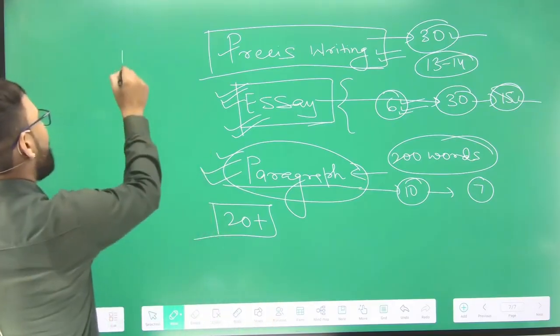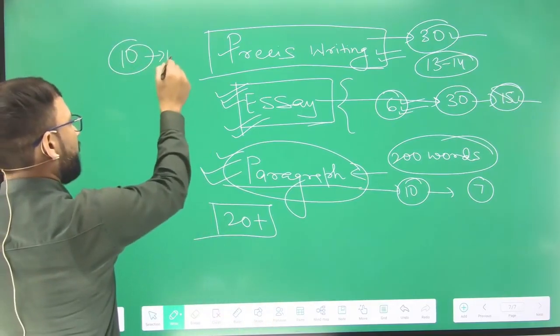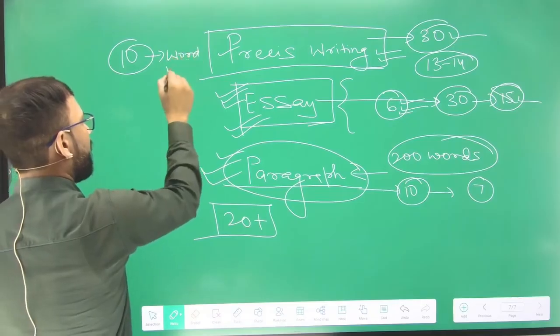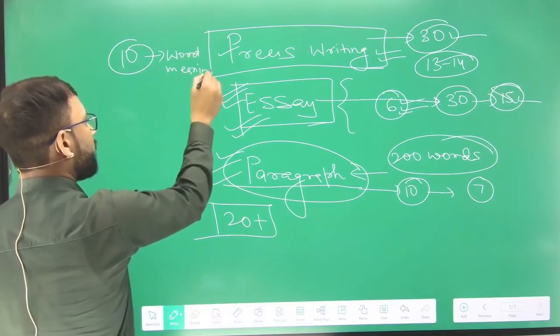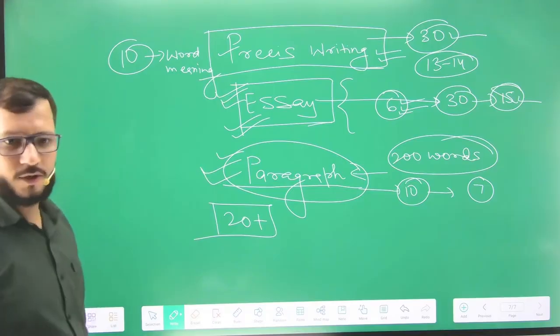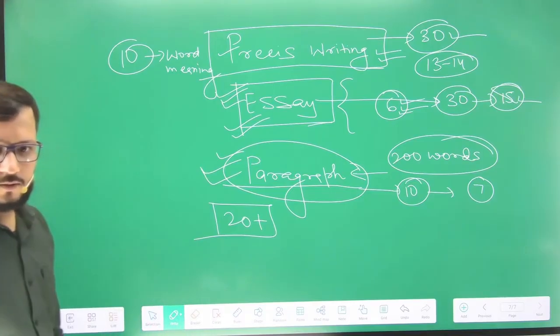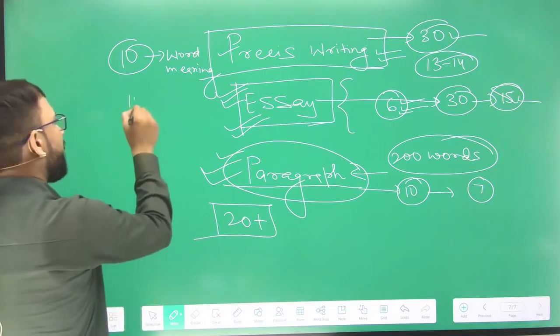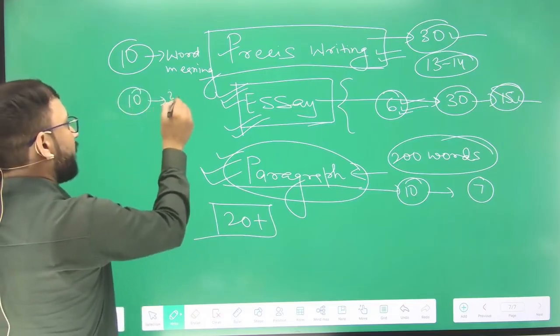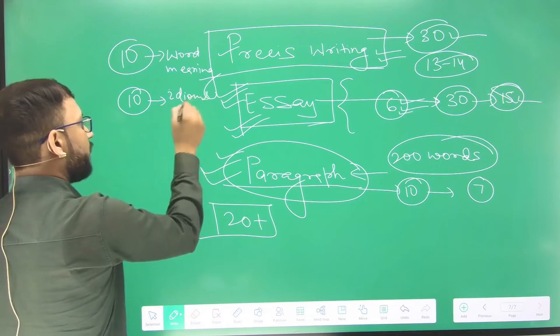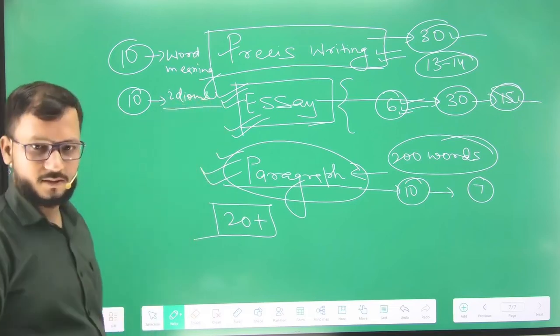Fourth is 10 marks for the word meaning. There will be 5 word meanings, 2 marks for each, and you need to create a sentence. Clear? And there will be 10 marks for the idioms and phrases. Here also you need to create a sentence, a correct sentence.